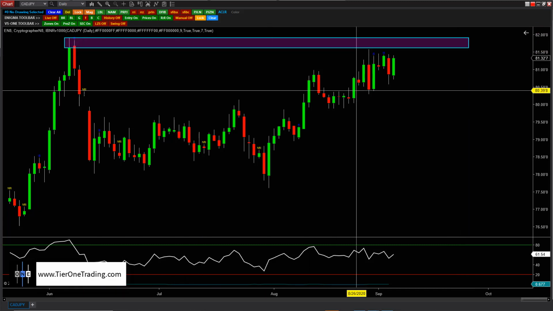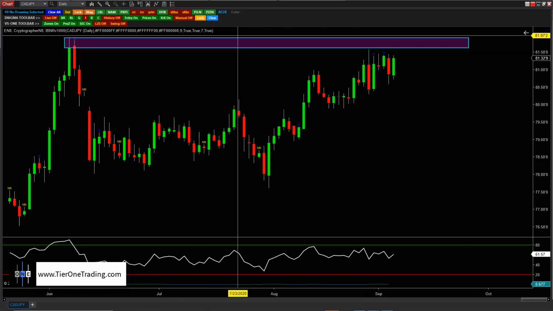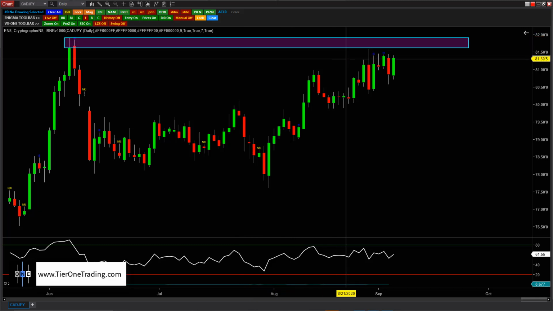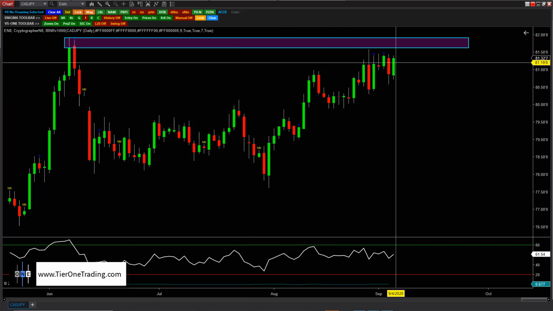Look left, structure leaves clues. This is going to be an important level right under 82s, right? Structure acts like a magnet in two ways. And in one sense, price is kind of pulled towards it, right? If you have the opposite magnet deals, I don't know the fancy words.